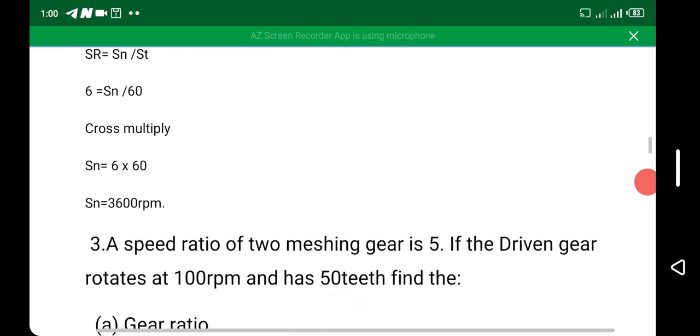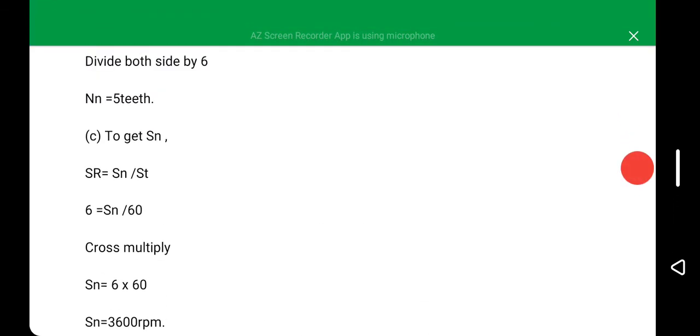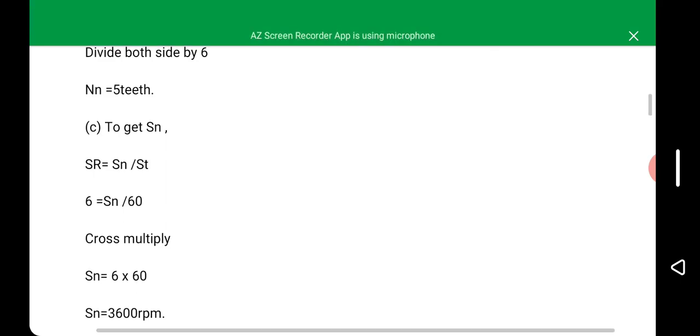The third question, they ask us to find the speed of the driven gears. We also bring out the formula of speed ratio. So the speed ratio is equal to the speed of the driven gears over the speed of the driver gears. Another mistake here too, please. I wanted to write SR, not ST. So you correct it in your note.